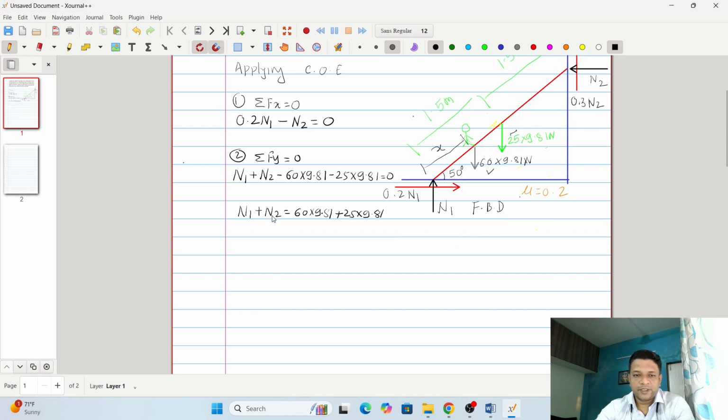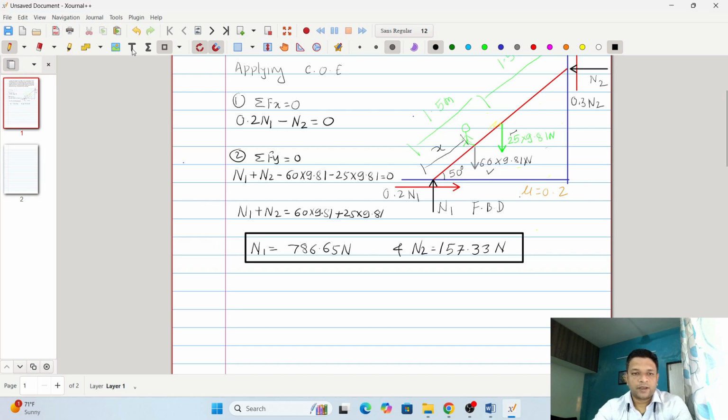Now putting these two equations in the calculator, we can easily find the value of N1. By calculating, we'll get the value of N1 equal to 786.65 Newton, and N2 equal to 157.33 Newton. You can calculate it. If you have any doubt, you can write it in the comment box. So this value we are getting, right? Then we'll go to the next one.